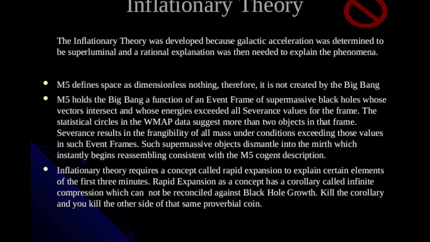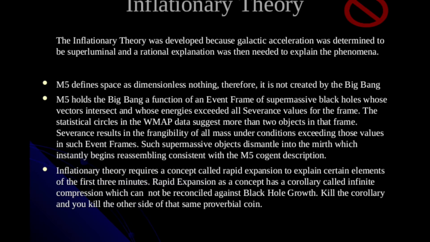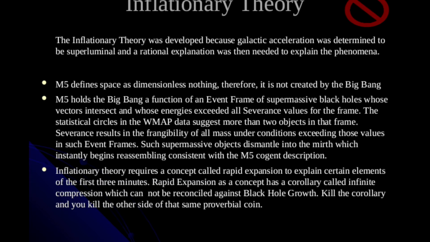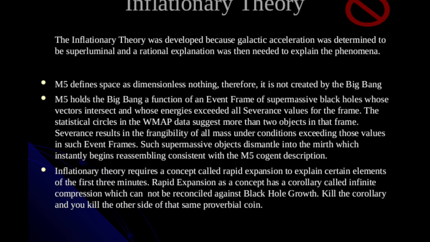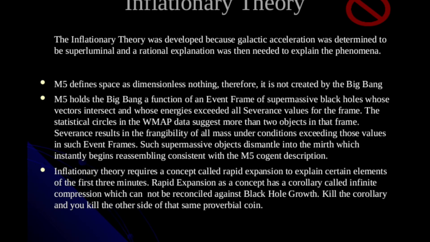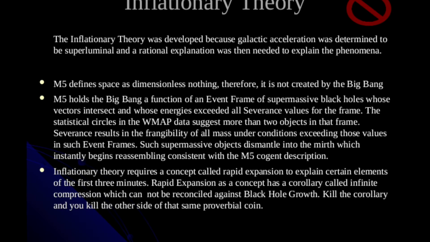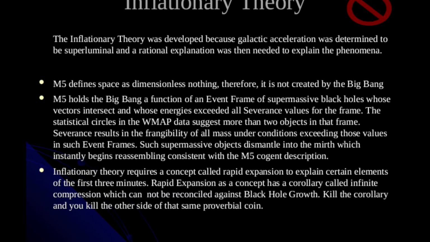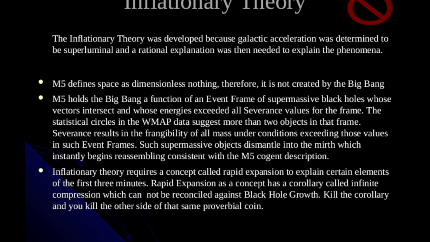The inflationary theory requires a concept called rapid expansion that happened in that first 3 minutes in order to get to the size of the universe that we have today and see through the science of astronomy. Rapid expansion as a concept has a corollary called infinite compression, which cannot be reconciled against black hole growth. What we've noticed, you go pull up any long list of black holes, you'll see that they are different sizes. They grow.